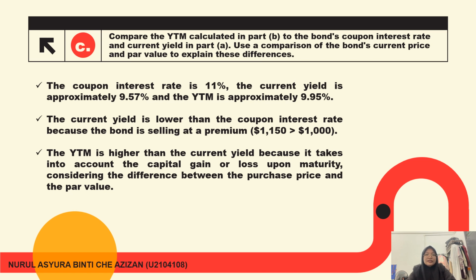So, the current yield is lower than the coupon interest rate because the bond is selling at a premium, which is $1,150, larger than $1,000. And the last one, the YTM is higher than the current yield because it takes into account the capital gain or loss upon maturity, considering the difference between the purchase price and the par value.